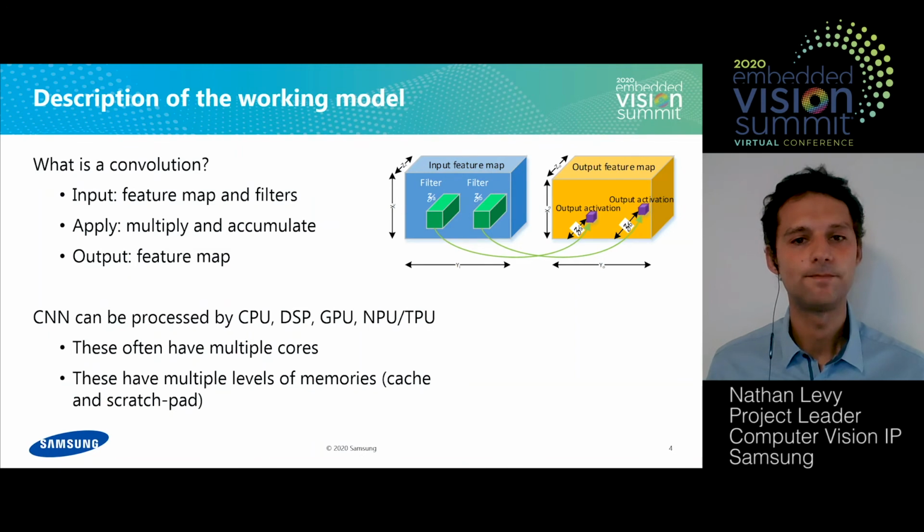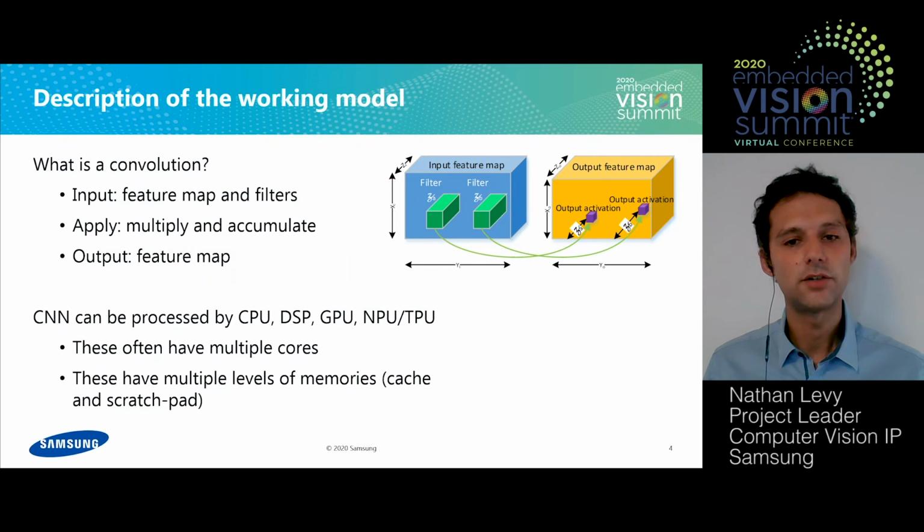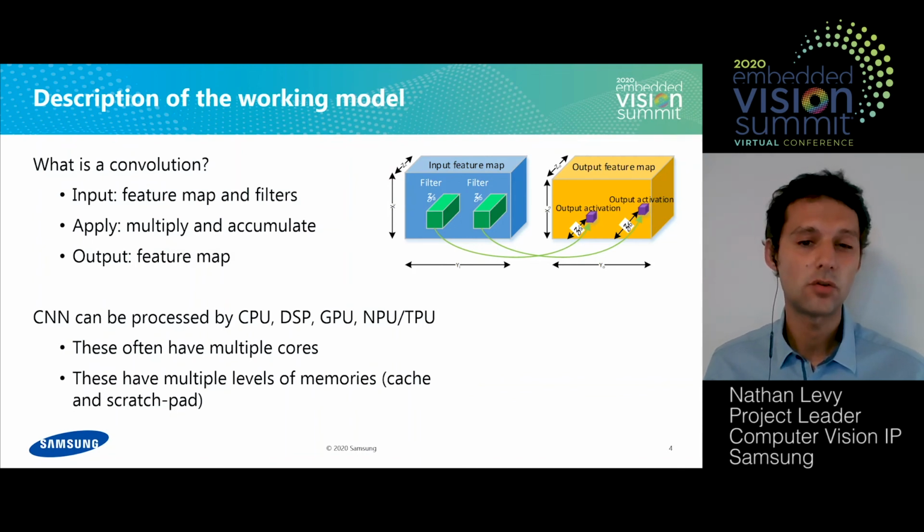What's a convolution? A convolution takes two inputs. The first one is an input feature map, which is basically a 3D rectangle of data. The second input are the filters, which are part of the description of the convolution. Once you apply those filters on the input feature map, you get an output feature map. You can do that with many kinds of accelerators: CPU, DSP, GPU, NPU or TPU, and those have most of the time multiple cores and multiple levels of memory. Those are pretty complicated.